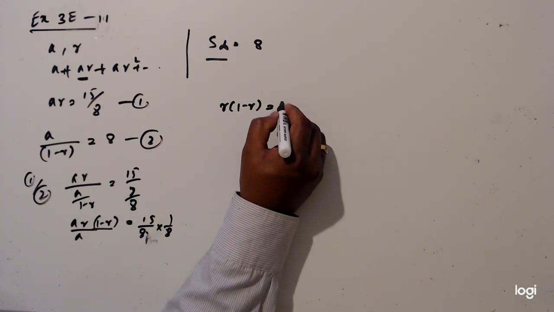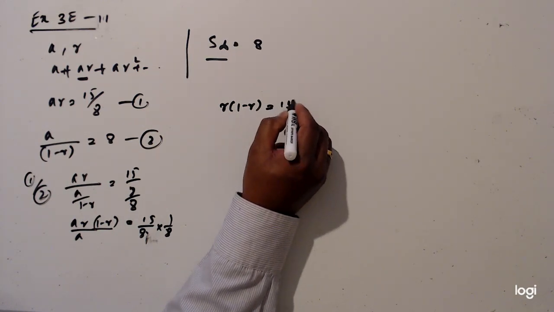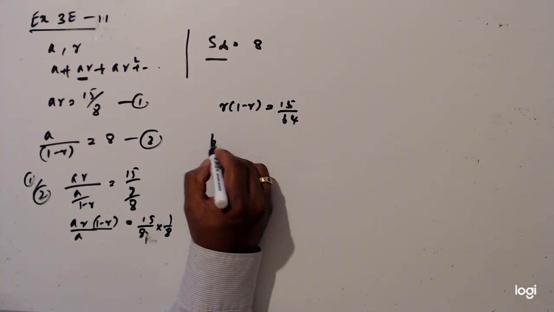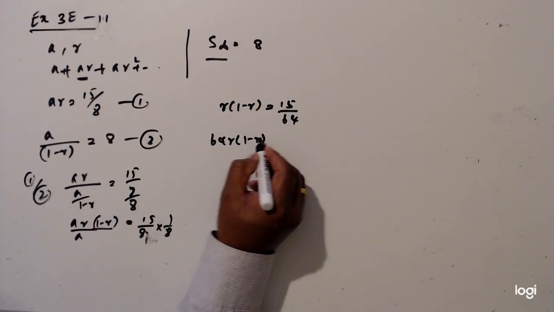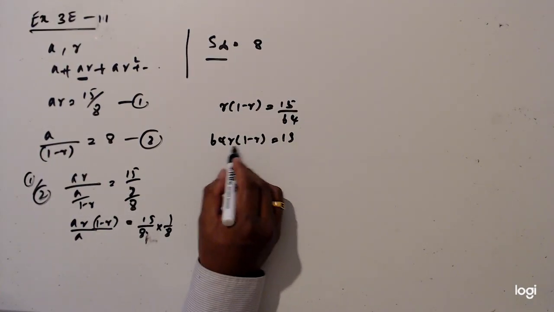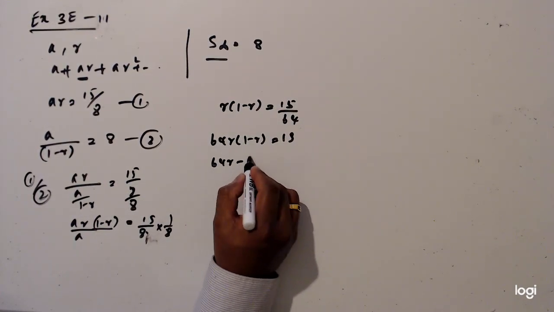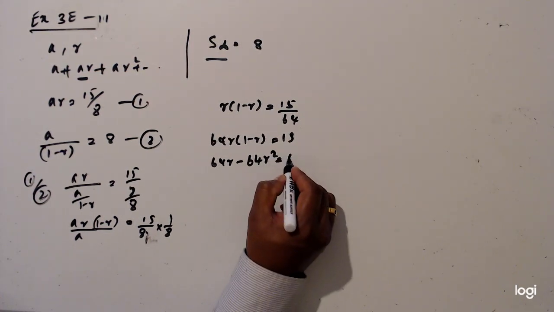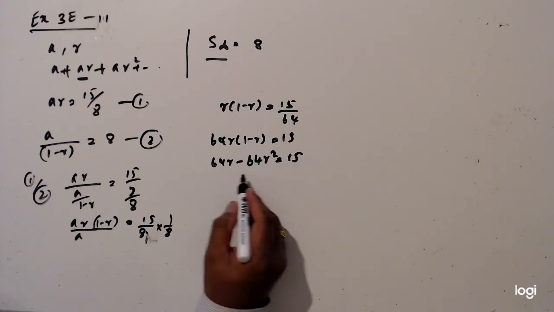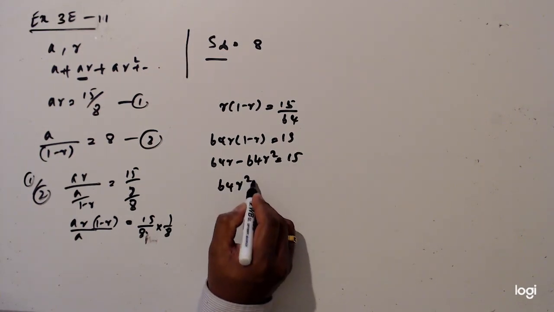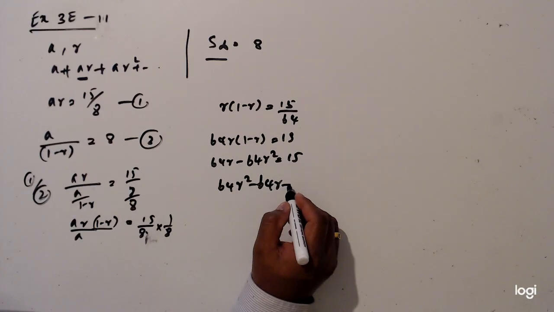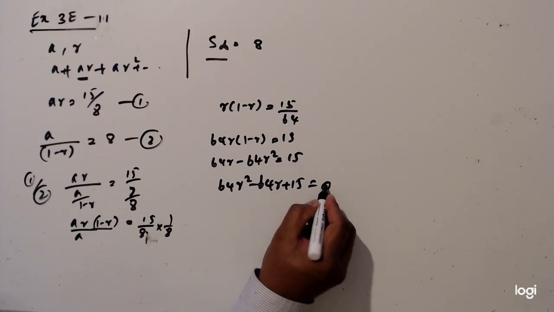equals 15 over 8 times 8, that is 64. So 64 r times (1 minus r) equals 15, so 64r minus 64r squared equals 15. So we'll take it to the other side: 64r squared minus 64r plus 15 equals 0.